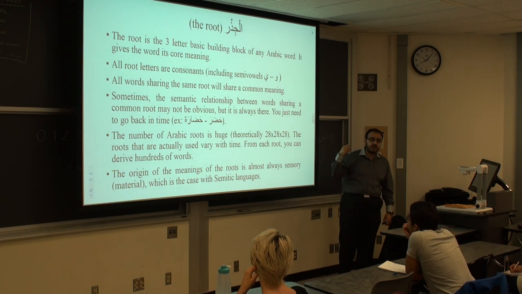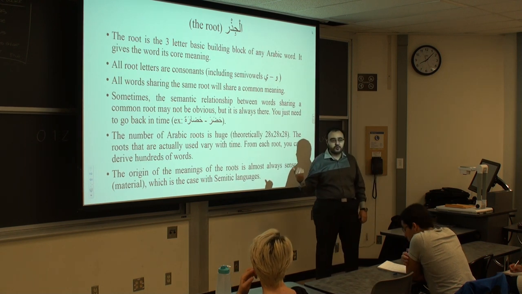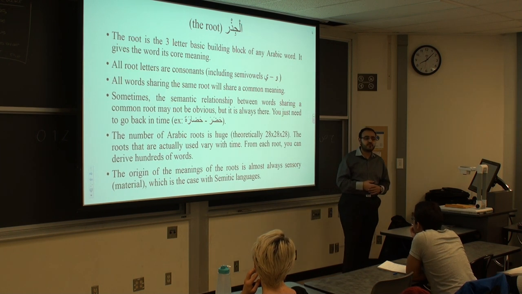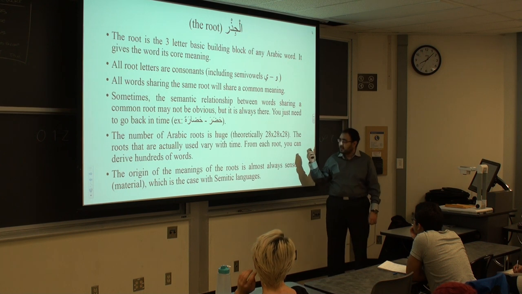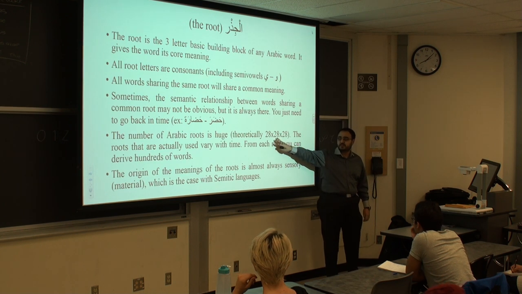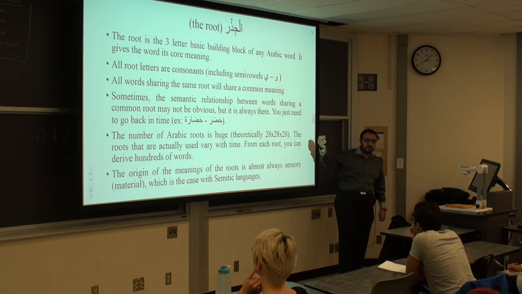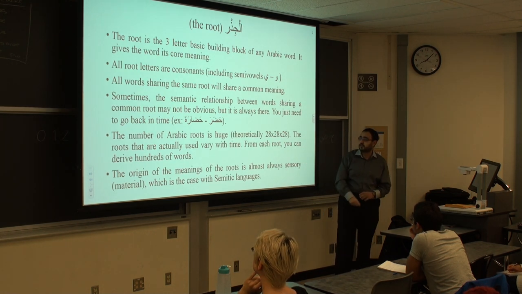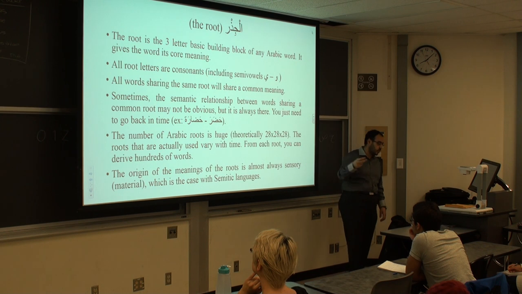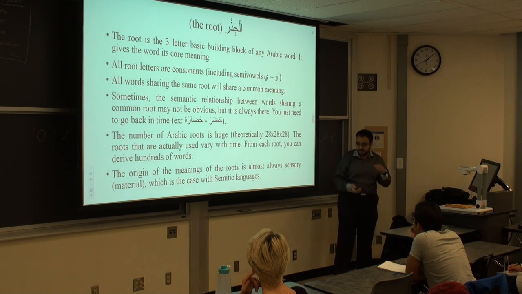But the actual number of roots varies with time. Some roots may have been used 1,000 years ago and are not used today, and some roots may be used hundreds of years from now that are not used today. So the number of roots is always changing. From each root, you can derive hundreds of words, whether verbs or nouns. And under the general umbrella of nouns, we have adjectives and adverbs as well.